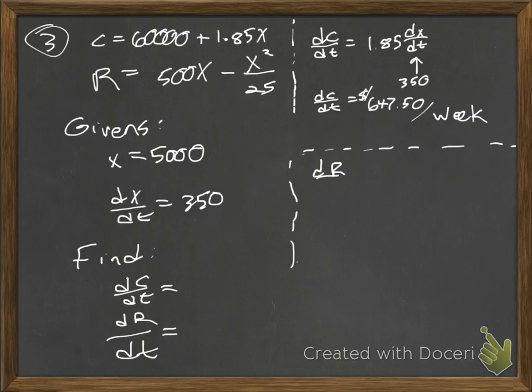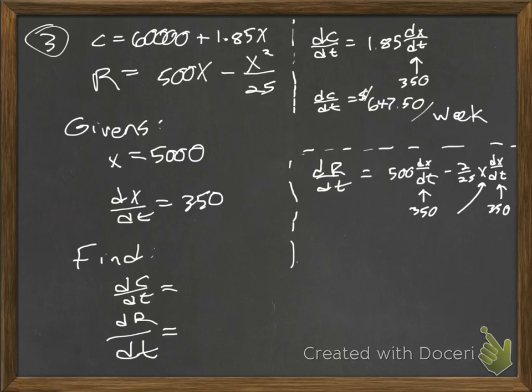Then it's the revenue, the rate of change of revenue. Well, take the derivative of revenue. The first term, the derivative of 500x, is 500 dx/dt. Don't forget the dx/dt. And then the derivative of that, because of that 25 on the bottom, it's not a quotient rule. It's just think of 1/25 x squared. So the derivative would be 2/25 x to the first. And of course, dx/dt has to come afterward. And it's a minus in between there.